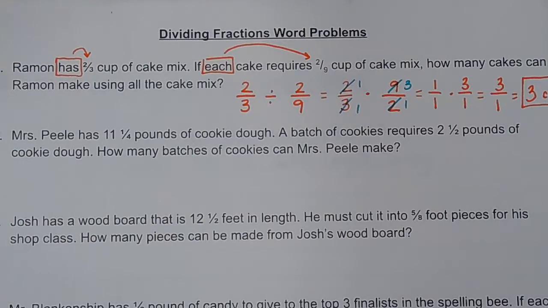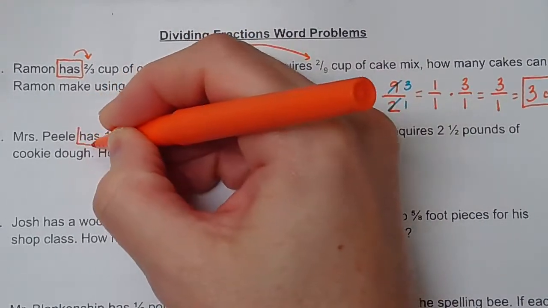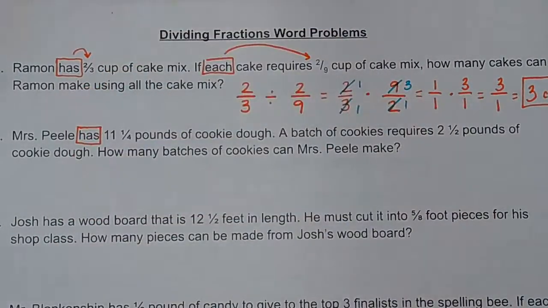Mrs. Peel has 11 1/4 pounds of cookie dough. A batch of cookies requires 2 1/2 pounds of cookie dough. How many batches of cookies can Miss Peel make? Okay, so this is one that I was talking about. It only gives me one keyword. The only keyword I have in this problem is "has" right here. Okay? "Has" is a first fraction word.